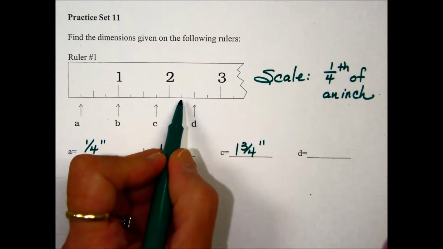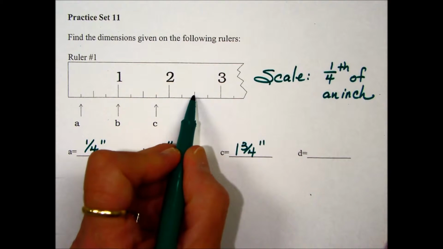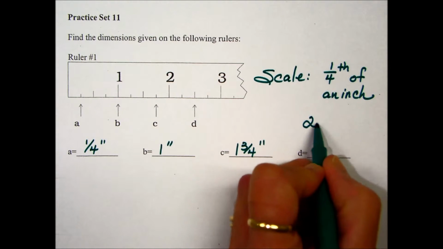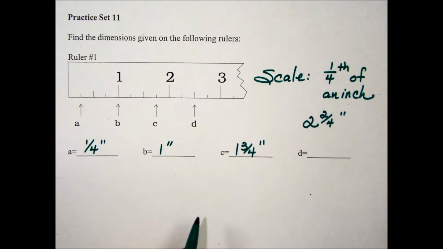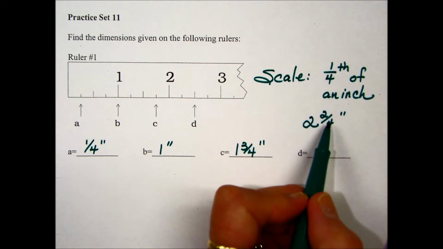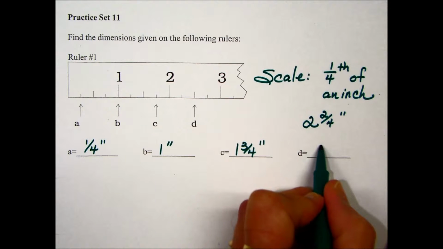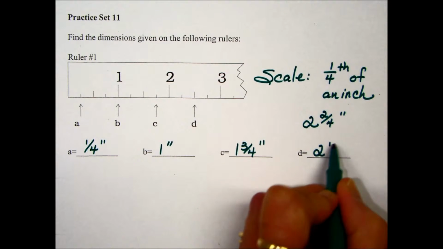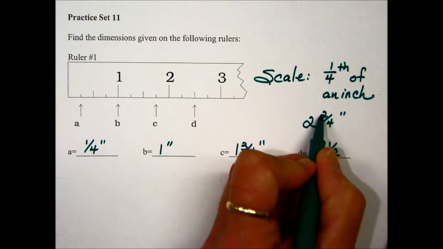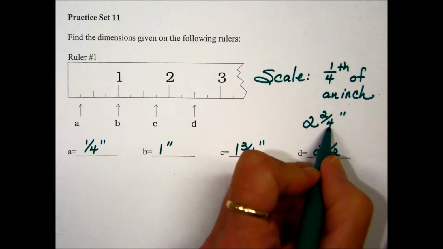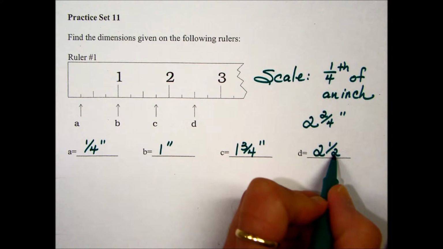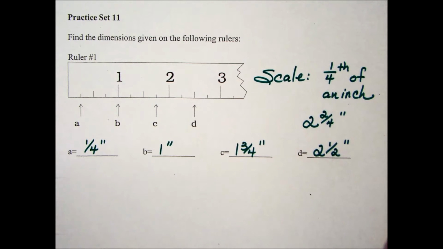And the portion beyond 2 is 1/2, so we could say it is 2 2/4 inch. However, anytime you're working with a fraction, it's a good idea to reduce. And since there is a common 2 in the numerator and the denominator, we would call this 2 1/2. After dividing the numerator by 2, 2 divided by 2 is 1, and the denominator by 2, 4 divided by 2 leaves us with 2. So D is located at 2 1/2 inches.